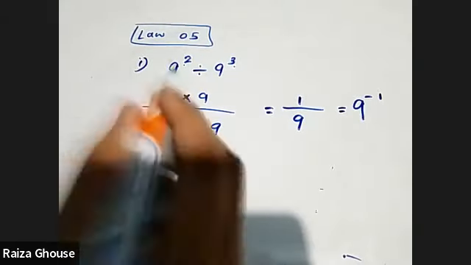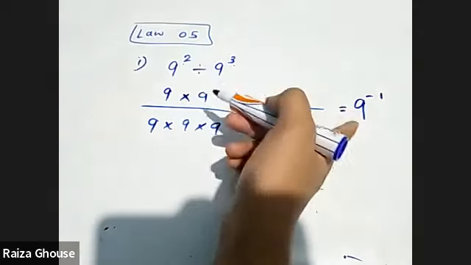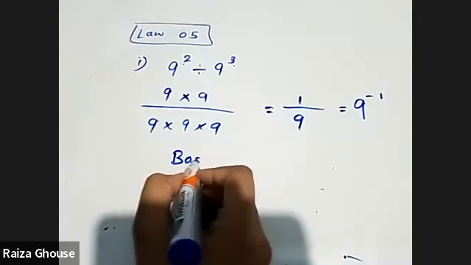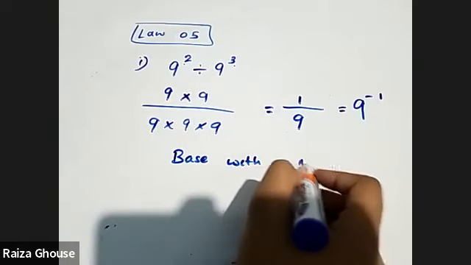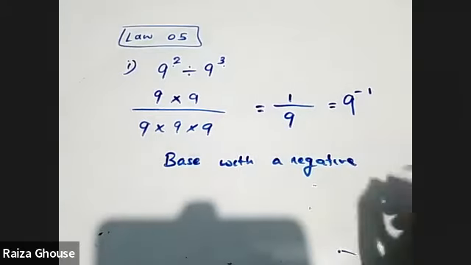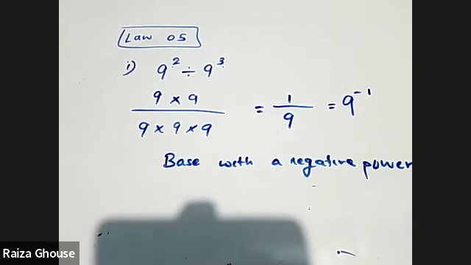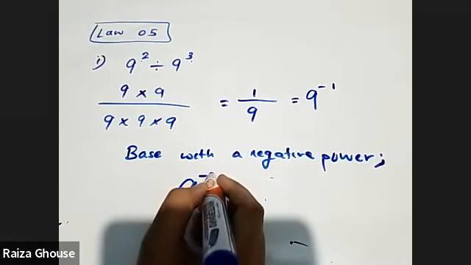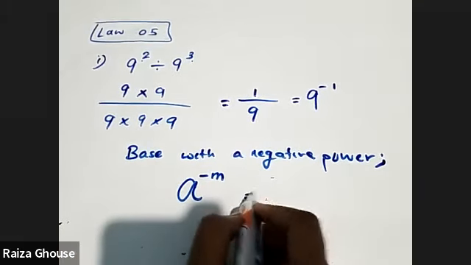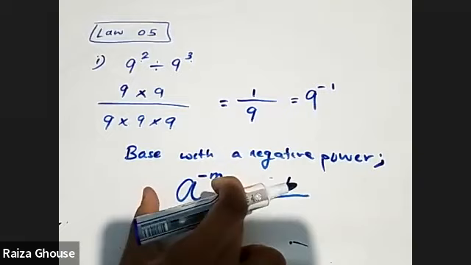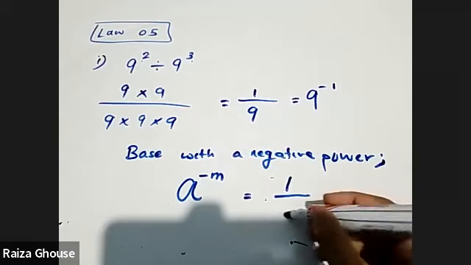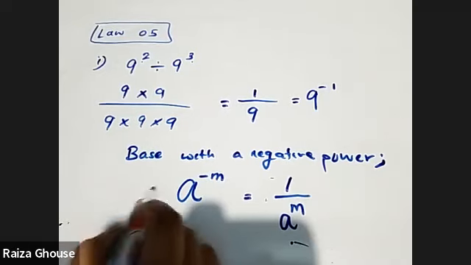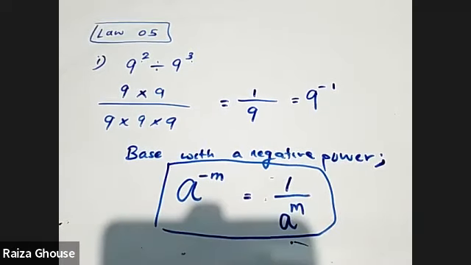What is the concept here? If you get a base with a negative power, you can write it as a fraction. How can you write? My base is a, my power is negative m. Then I can write this as a fraction: 1 over, the negative power is brought to the denominator and it is made positive. So this is considered as our 5th law. Is that clear? Right, copy down this.